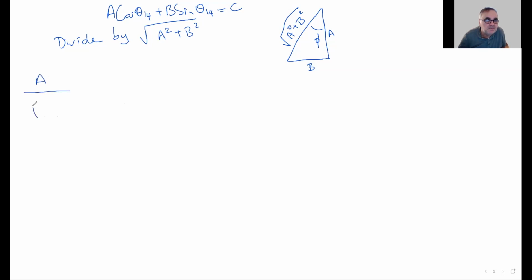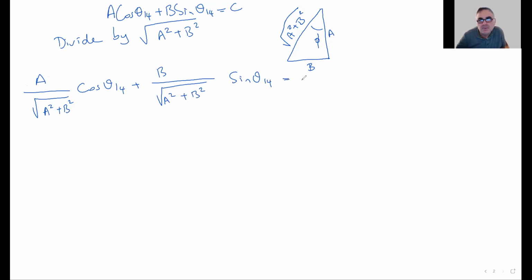A over square root of A squared plus B squared cosine theta 1,4, plus B over square root of A squared plus B squared sine theta 1,4 equals C over square root of A squared plus B squared.